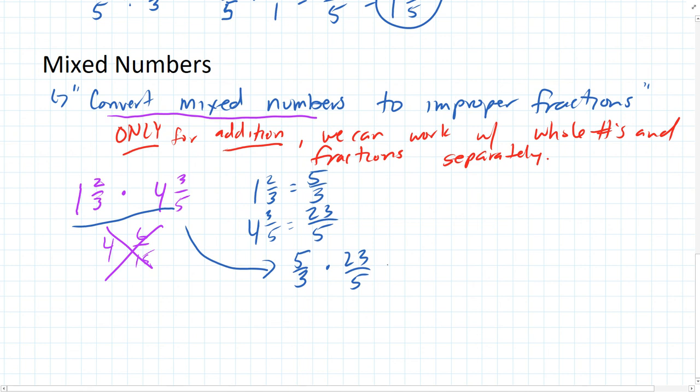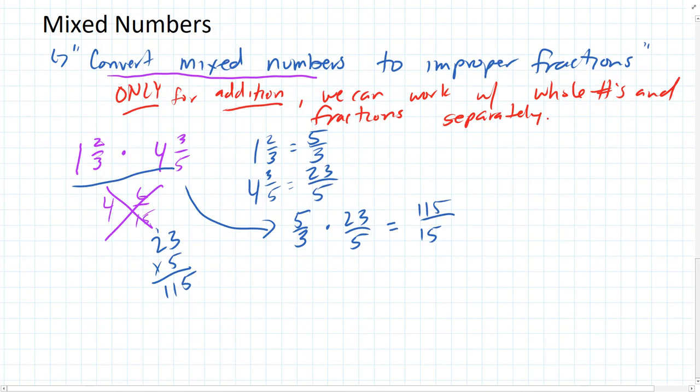From here, we're just going to multiply fractions like normal now. Let's see, 5 times 23, I'm going to go ahead and work that out on the side here. 3 times 5 is 15. 5 times 2 is 10, plus 1 is 11. So we're going to have 115 over 3 times 5 is 15. Okay, and to simplify this, we're going to go ahead and do long division.